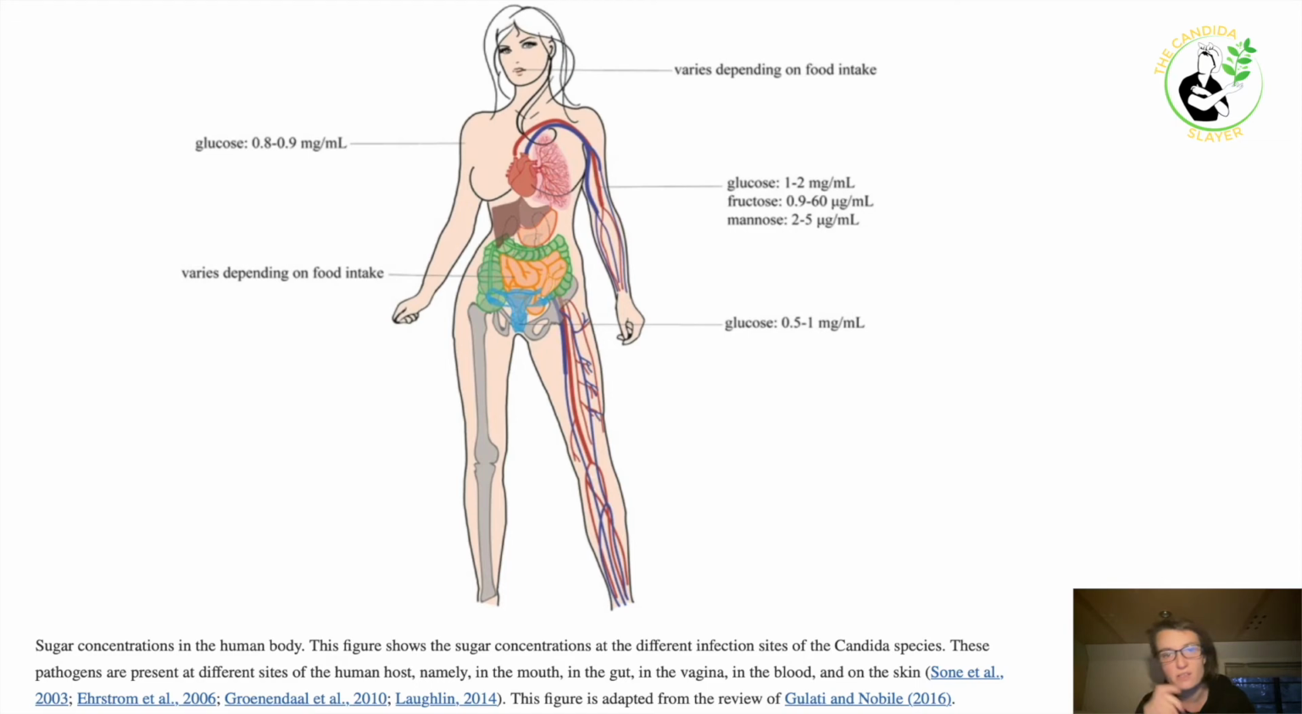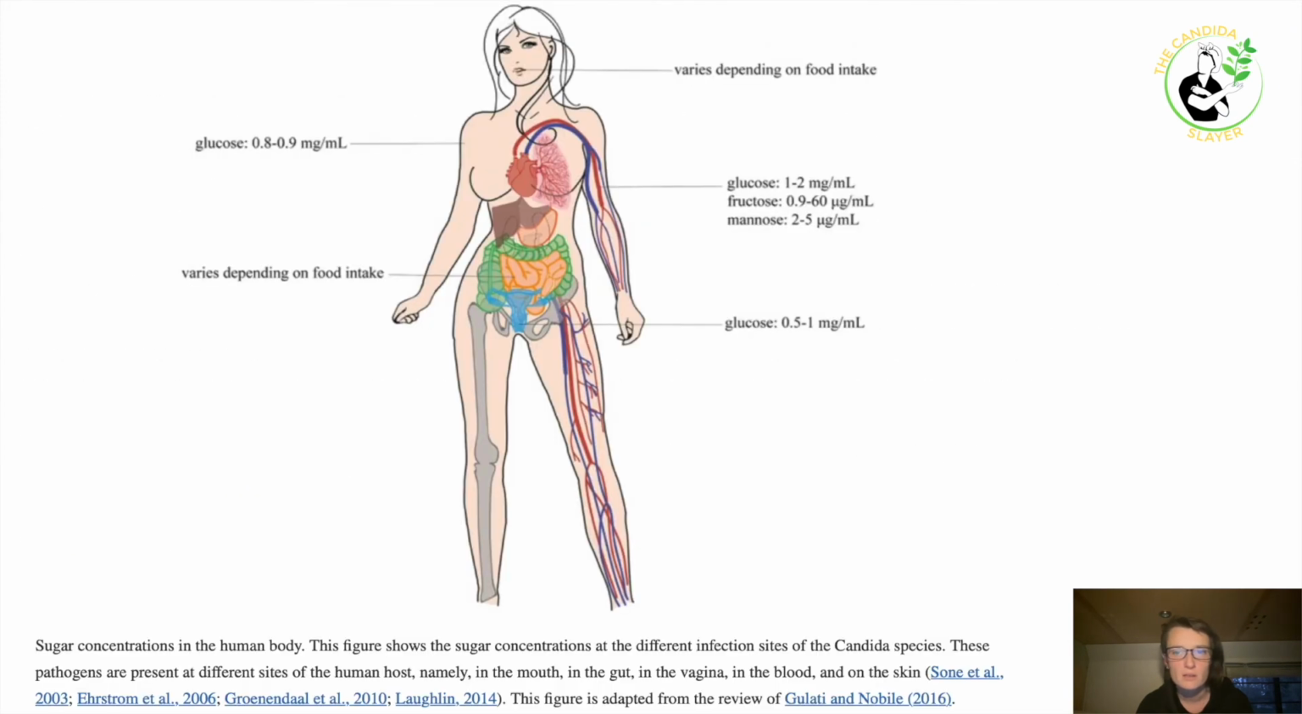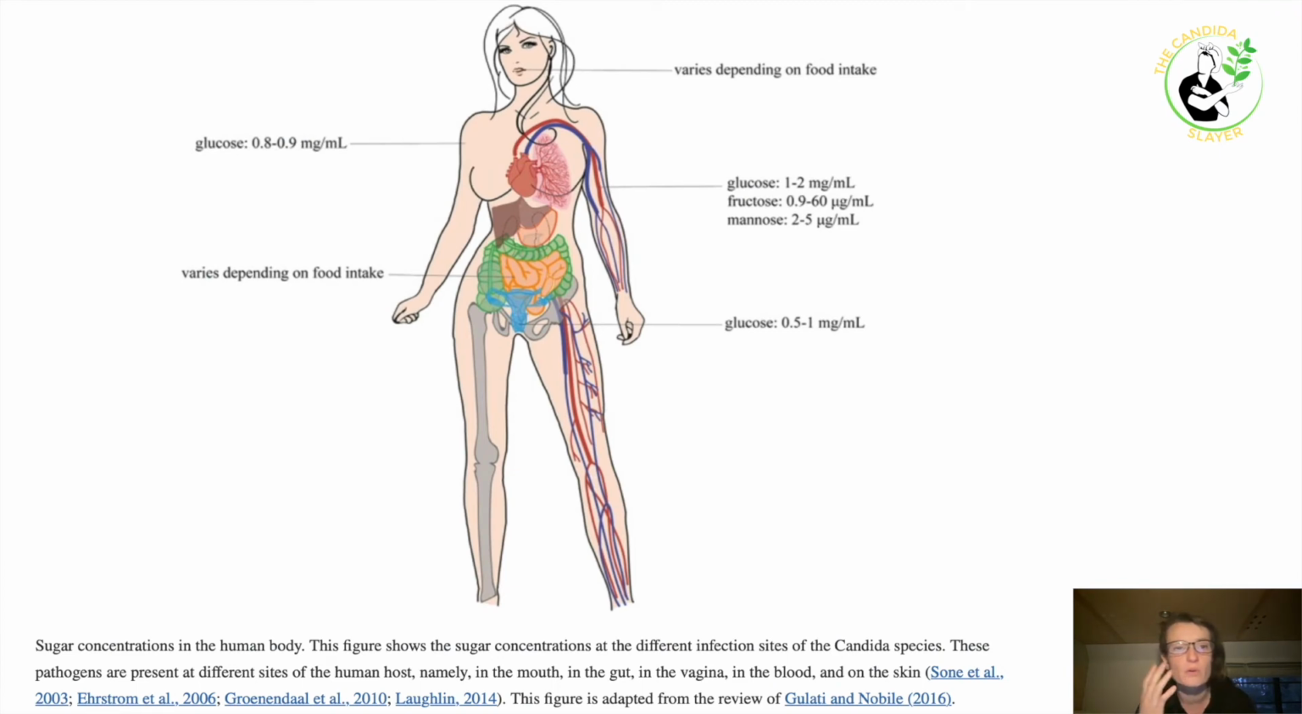Here is a picture that was in one of these studies that shows the different levels of glucose in our body. Because we just explained that when Candida doesn't have enough glucose, it will become virulent. So not enough glucose is under 0.25, as it says in the study. Here we see in the mouth the glucose rate varies depending on food intake. On the skin, it's between 0.8 and 0.9. In the blood, it's between 1 and 2 milligrams per milliliter. In your gut, it also varies depending on your diet. And in the vagina, it varies between 0.5 and 1.